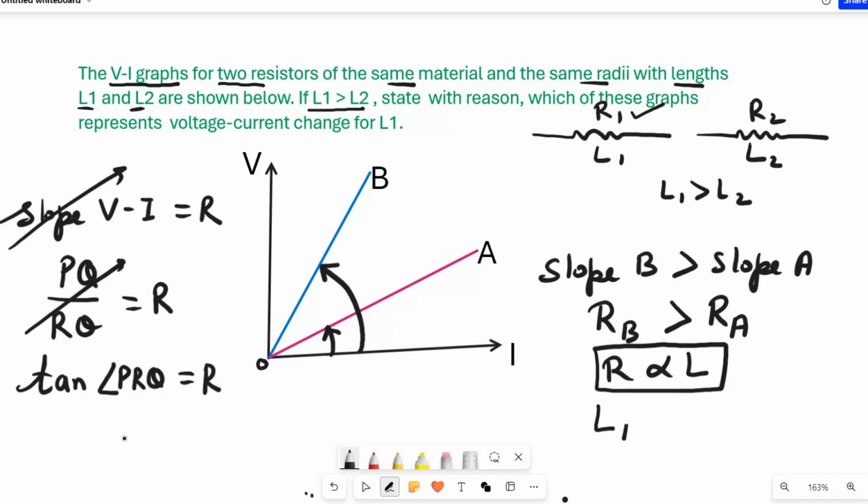Since L1 is greater than L2, they are asking which of these graphs represents voltage versus current change for L1. So for L1 it is graph B, because graph B is making more angle with the x-axis. The slope of graph B is greater, resistance is greater, so its length also is greater. Since L1 is greater, graph B belongs to the conductor L1. L1 offers more resistance, and graph A belongs to the conductor L2.